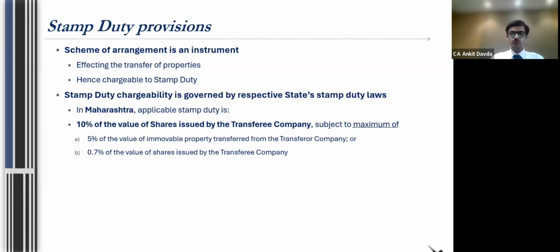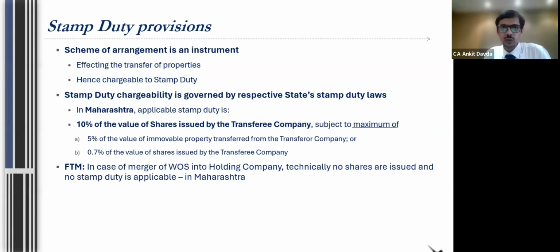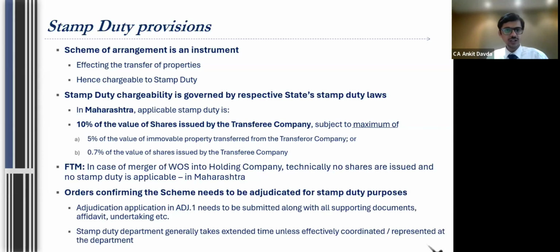But say when you do a merger of a wholly owned subsidiary company into the holding company, you will not have any tax implications because there are no shares issued. So the language, 10% of the value of shares issued, will not come into play. Even if you apply 10% of zero, you will get zero only. This is practically done, and there are no issues in this. Whenever there is a merger of wholly owned subsidiary companies, irrespective of the value of immovable property which the WOS may be owning, so long as there are no shares issued, there can't be any stamp duty implications, at least under the Maharashtra Stamp Act. For other states, we will have to specifically evaluate.